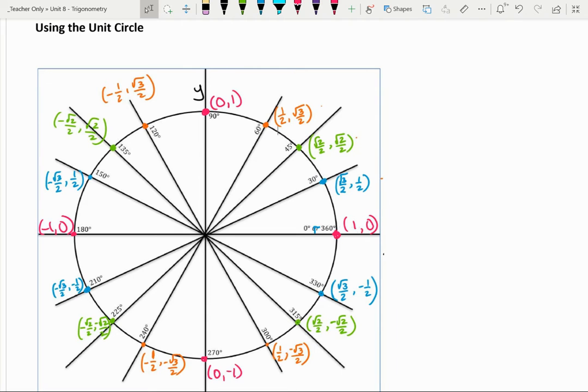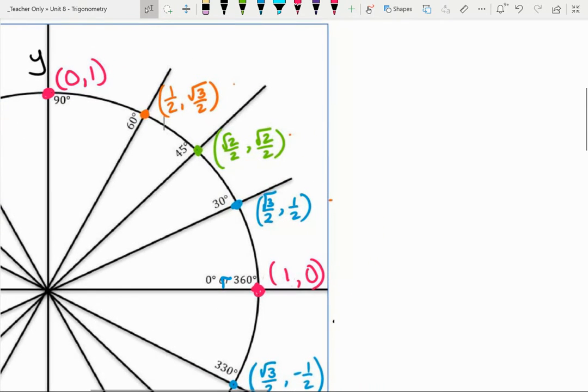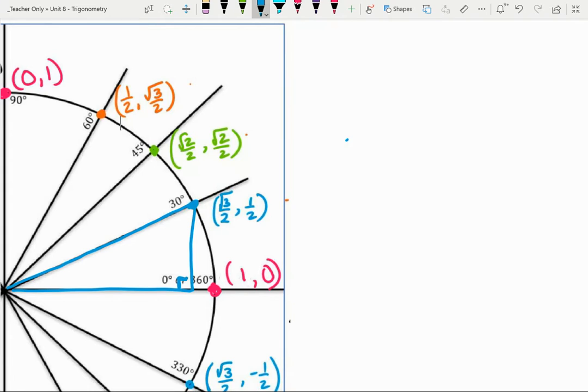Now that we've had a chance to look at the unit circle and explore what the values involved are, I think it's important that we take a look at how we use the unit circle to identify relationships between sine, cosine, and tangent. So I'm going to look at this first quadrant, and specifically at the 30-degree reference angle. I'm going to redraw that little triangle here.